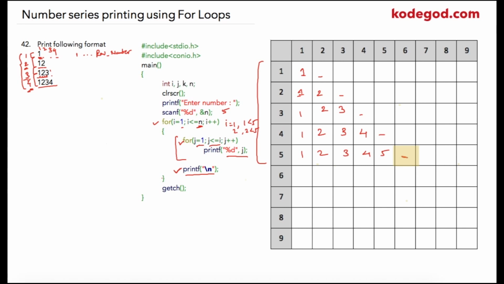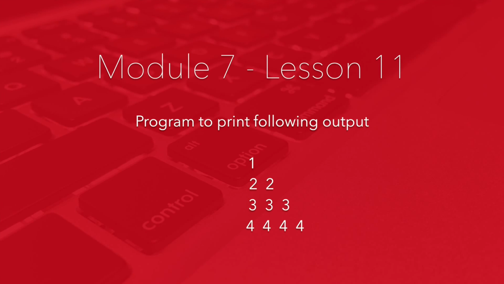The cursor will be at this location when this for loop is completed, and because of \n, it will move on to the next line. At the end of this loop, the value of i was 5, which will be incremented to 6, and the condition will be checked as 6 less than or equal to 5, which is a false condition. Hence this for loop will be completed, and that will end your program.